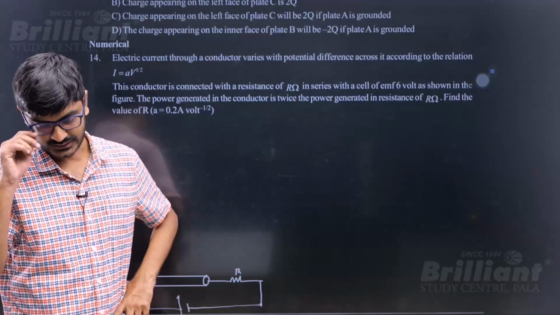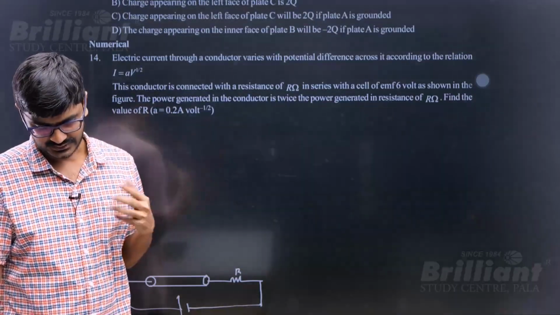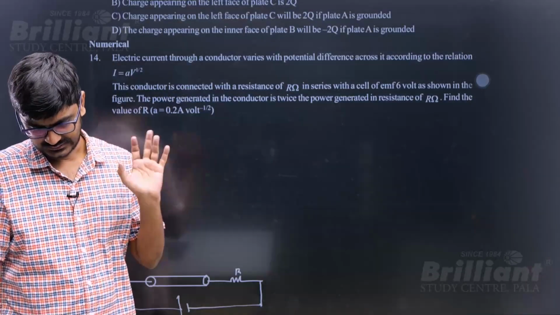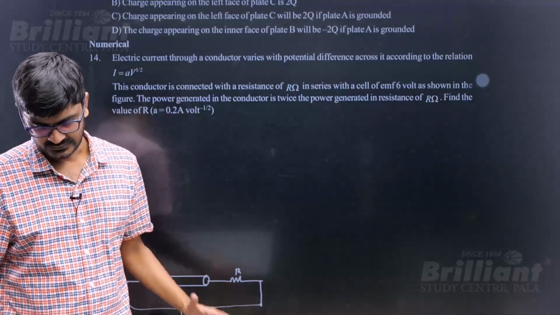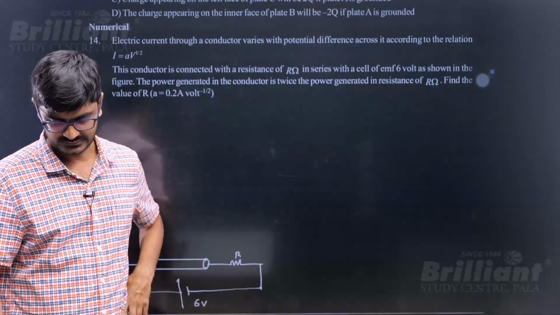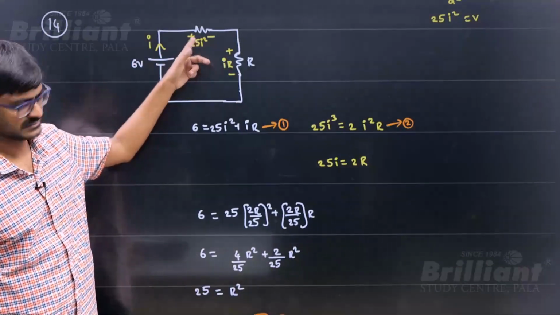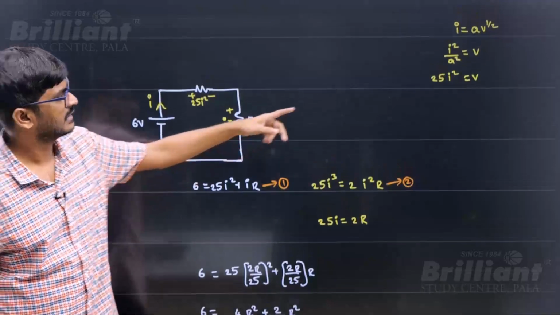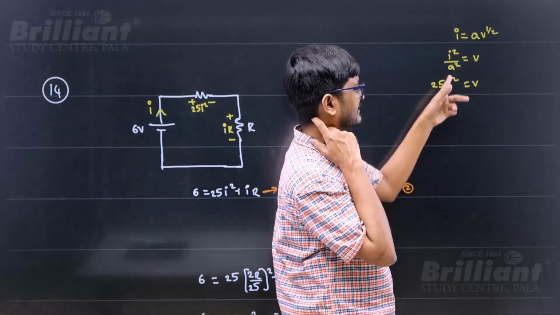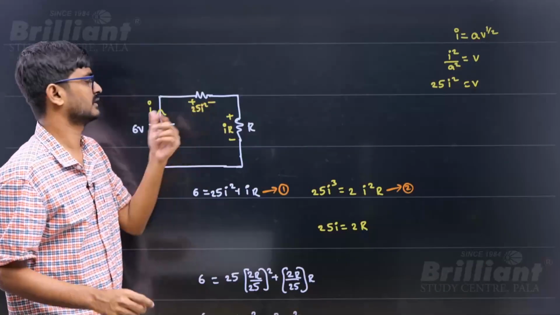Electric current through a conductor varies with potential difference across it according to the relation. The conductor is connected with resistance R in series with a cell. The power generated in the conductor is twice the power generated in the resistance. Now they have said these three are connected in series, and they have given I equals A into V to the power half. So V equals 25 I square. So the potential difference is 25 I square.